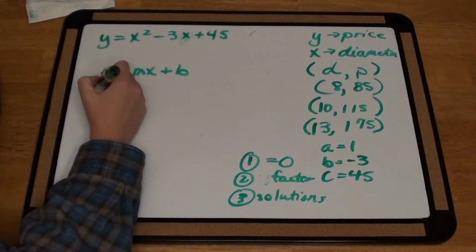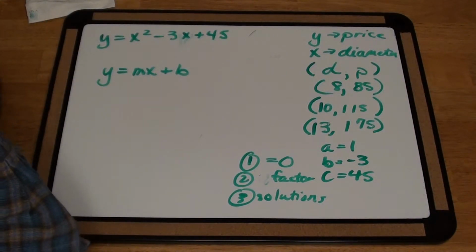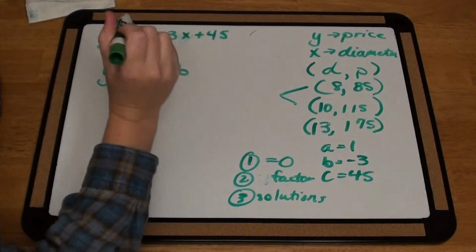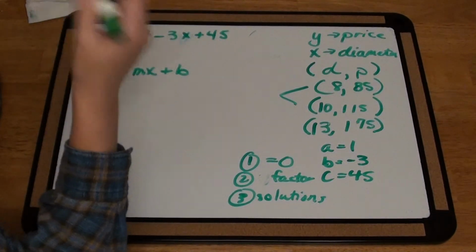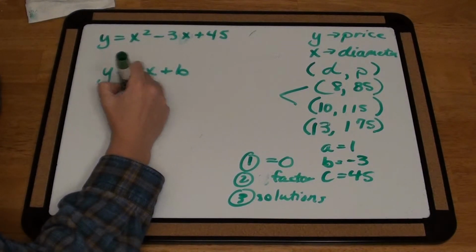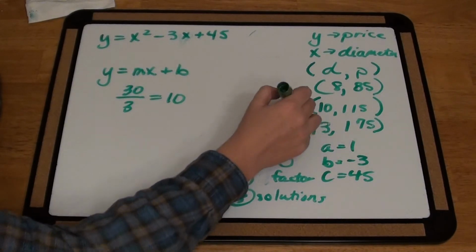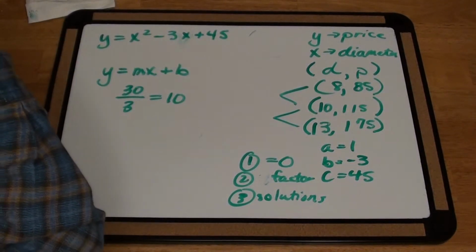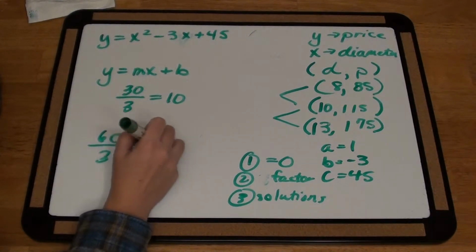the slope between these 2 points would be the change in y. So let's say 115 minus 85 is 30. So we get 30 over the change in x, 3, which means the slope would be 10 between those 2 points. Now let's do the slope between these 2 points. The slope between these 2 points is 60 over 3. The slope there is 20.